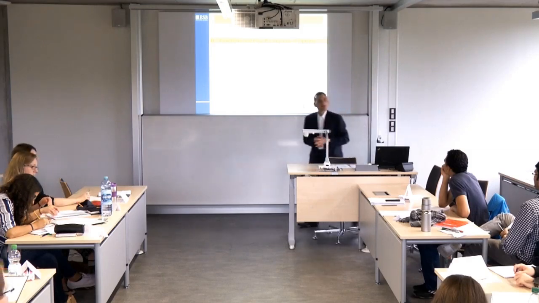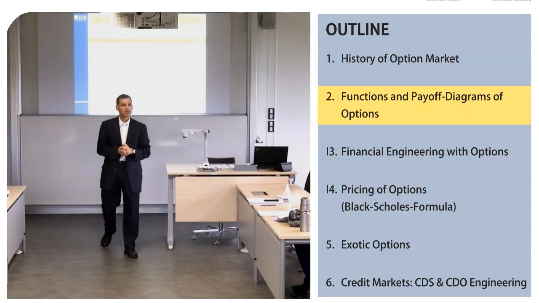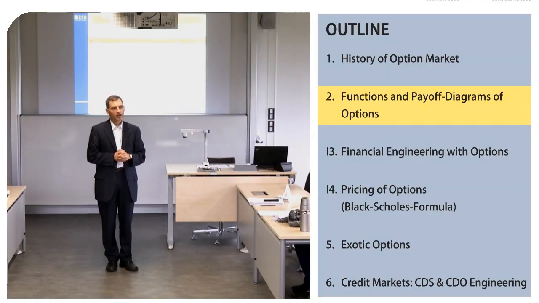Okay, question? You just mentioned that option is the best example of derivative. But at the same time, you also said that option is the basis of everything else that you just mentioned. So which one is the bigger?